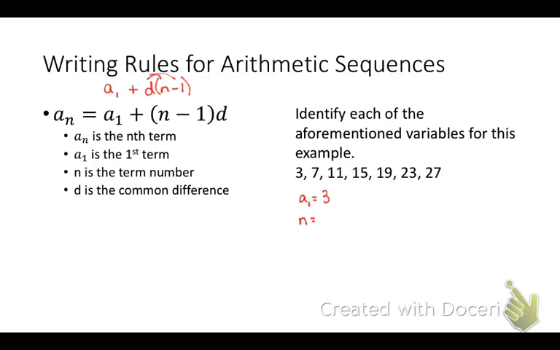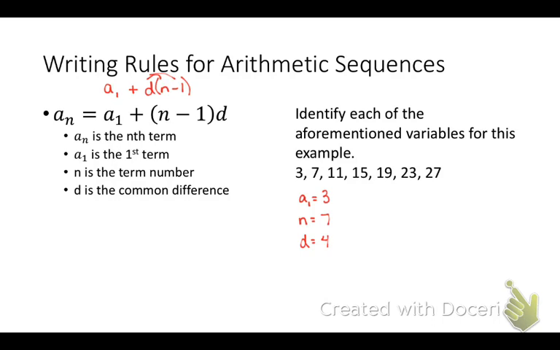How many values do I have? 7 of them. What is the common difference? What are we counting up or down by? 4. Okay, so it would be a 4.